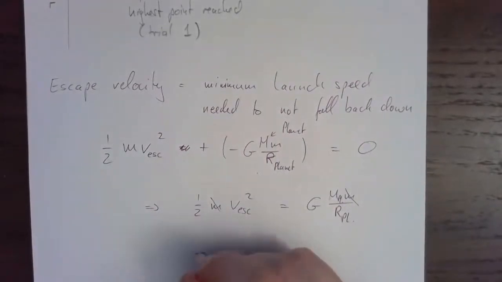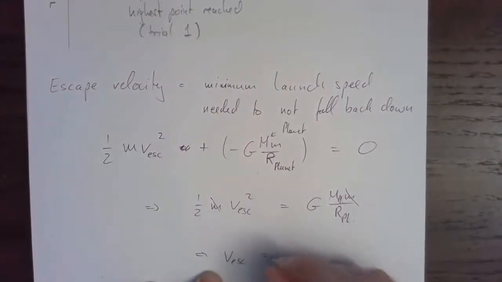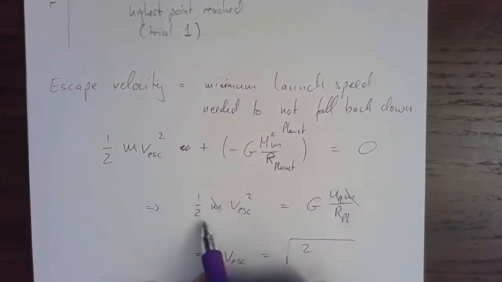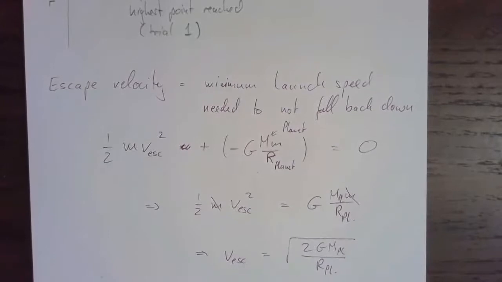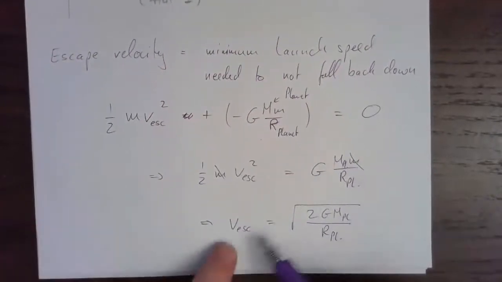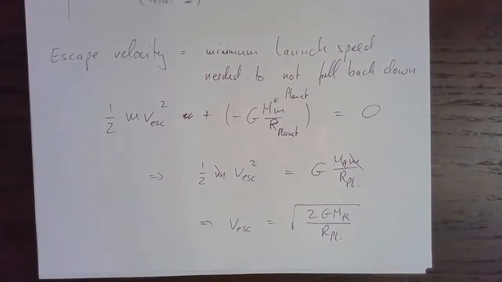And I am left with, I take the 2 to the other side, take the square root. So we're going to get the square root of 2 G M planet divided by the radius of the planet. Right, so this would be my expression for the escape velocity. Okay, well, now we're just left to work it out, right? So for different planets, let's have a look.